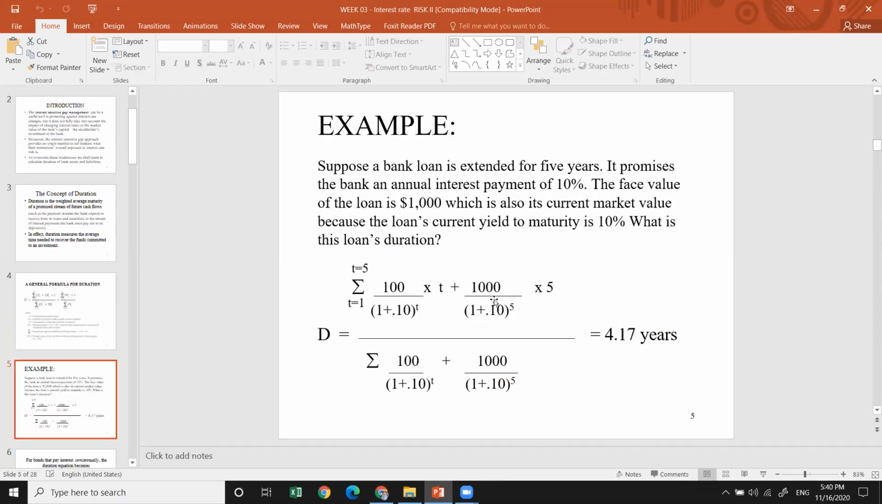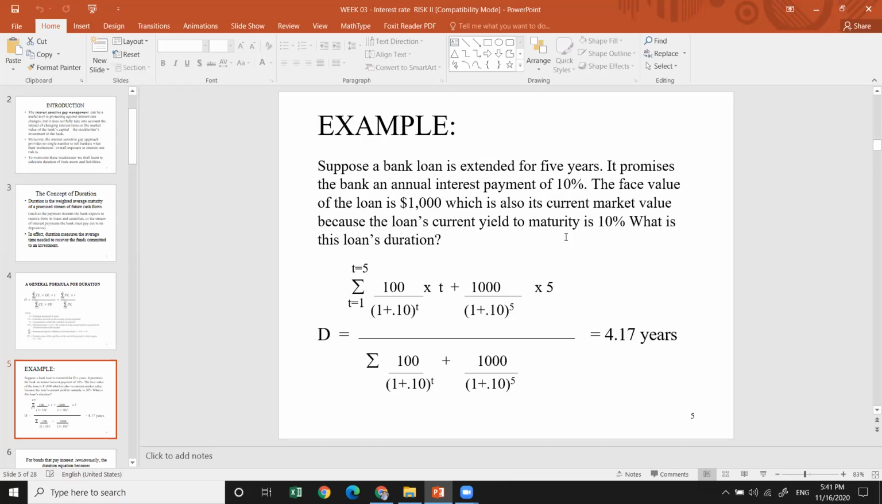There are some examples given, like manual calculation. So a 10% interest payment with a 5-year loan. The face value of the loan is $1,000 with a current market value. The loan YTM is 10%. Here we see that the face value and the market value of that loan are exactly the same, because YTM is equal to the coupon rate, from bond valuation.